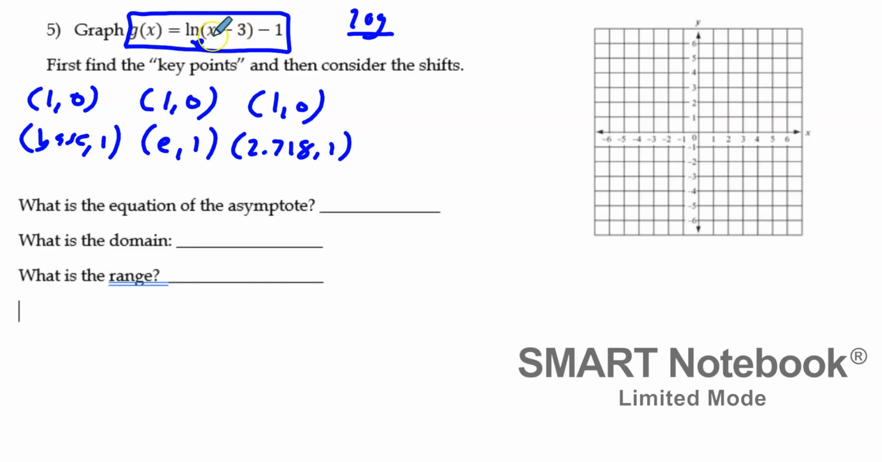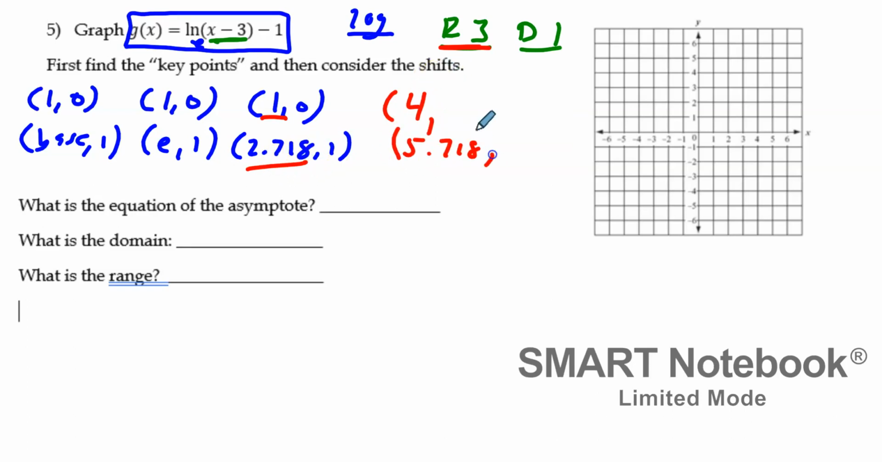Now if we consider the shifting, we are going to the right 3 units, and we are going down 1 unit. So if I make those changes, if I'm going to the right 3, that means that I am going 4 over here, and I'm adding 3 onto this, so 5.718. Down 1, this becomes -1, and down 1, this becomes 0. So if we plot those points, (4, -1) and (5.718, 0), cross right there.